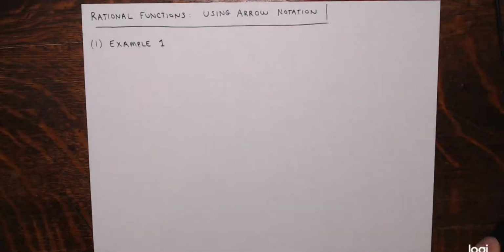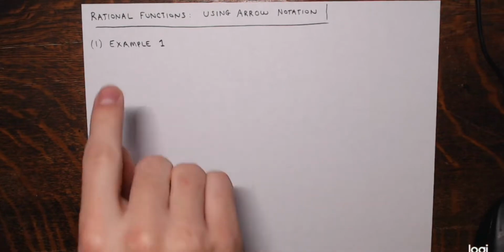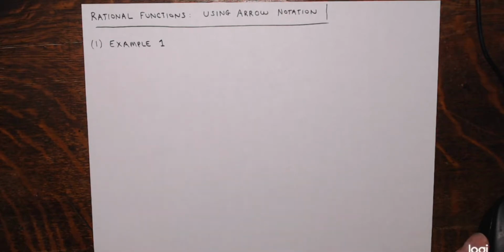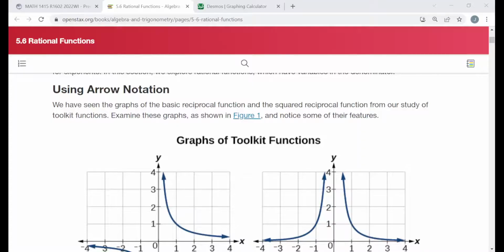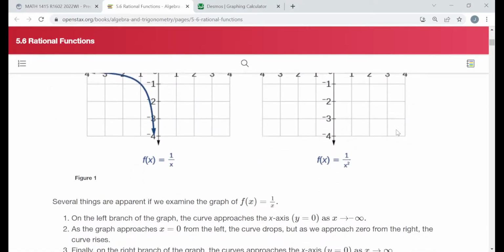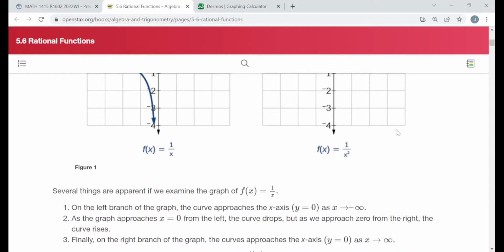The first thing I would like to show you is example 1 from the text. So let's take a look at that. You've got some reading to do. Now, I have introduced arrow notation in a previous video. This is just going into a little more detail.